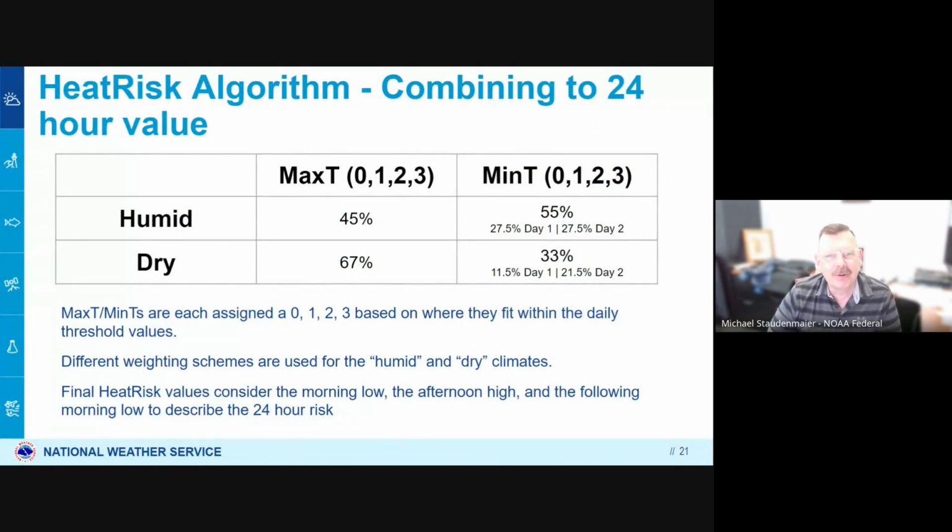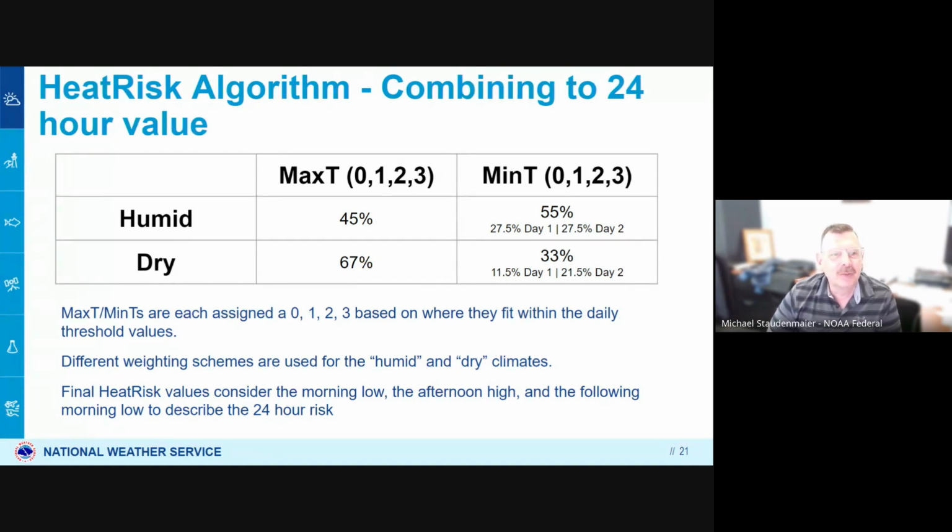So let's talk about how we create the overall 24-hour value of heat risk, which is the final output of the approach. First, we assign a 0, 1, 2, or 3 to the individual max T and min T forecast temperature values based on where they fall within the daily red, orange, and yellow thresholds for that location. We then combine those values coming from the morning min T, the afternoon max T, and the following morning's min T to create the 24-hour value using one of two equations.